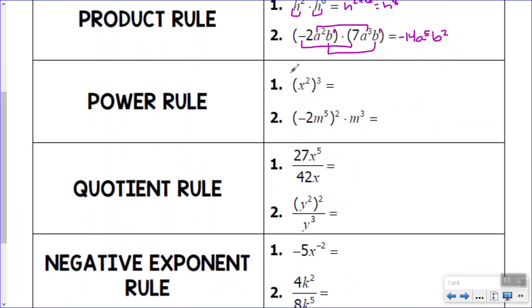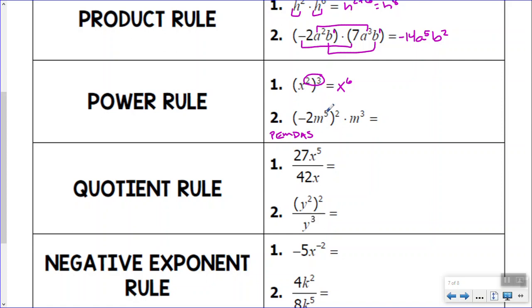Next, for our power rule, remember that we multiply the exponents. So x squared to the 3rd power, we're going to multiply 2 times 3, we're going to get x to the 6th. If we have a question like the next one, we're going to follow that order of operations. So remember that parentheses comes before the exponent, and then exponent comes before multiplication.